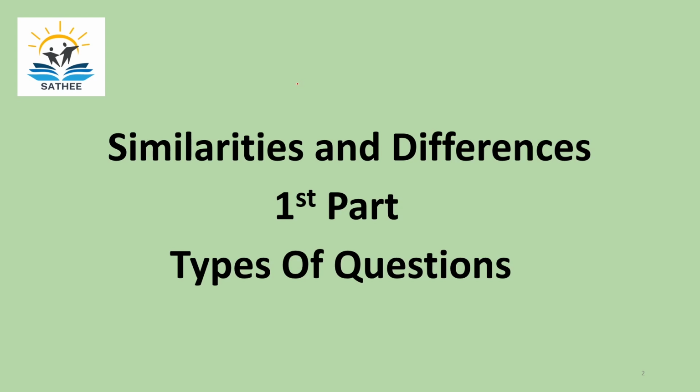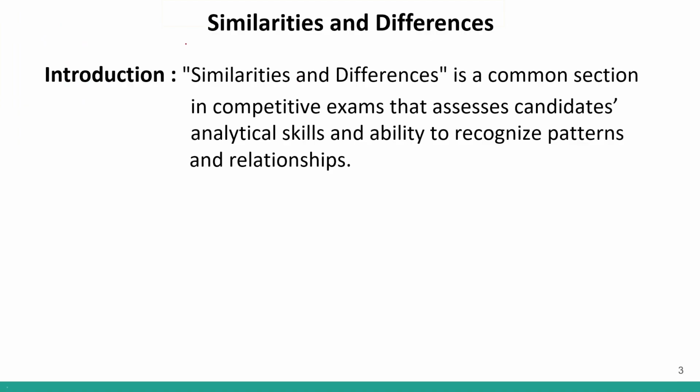So let us start. Now, basically, as the name suggests, similarities and differences deals with having two or more different objects or shapes, or it could be numbers, it could be alphabets, it could be anything, and we have to understand the similarities and differences between them. It helps us to build up our analytical skills and the ability to recognize patterns.